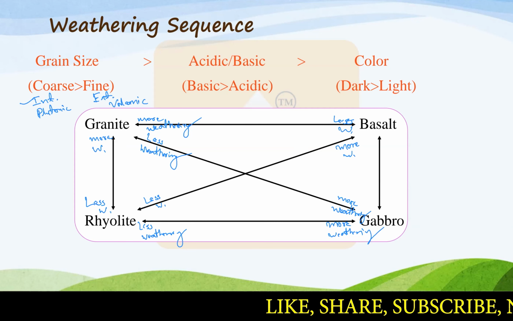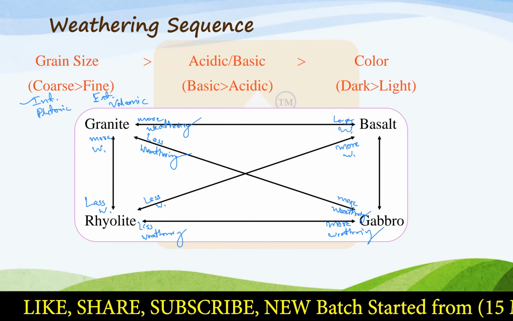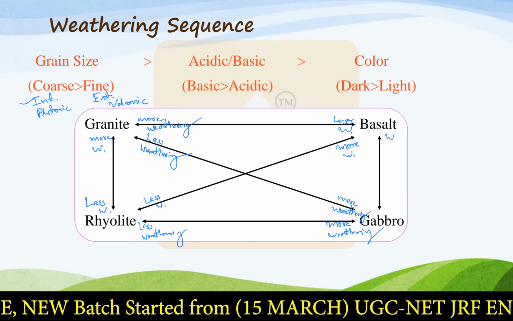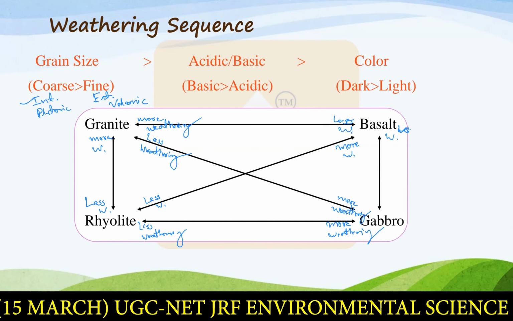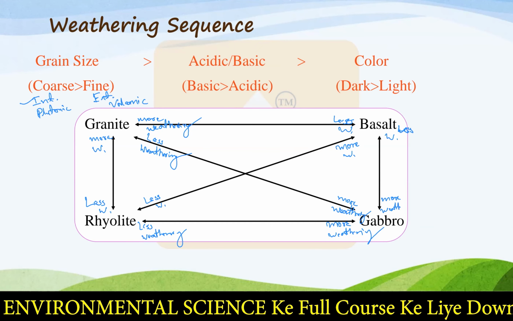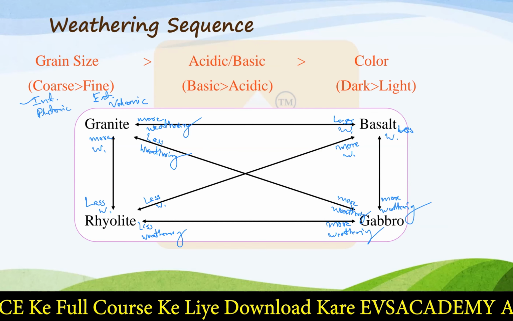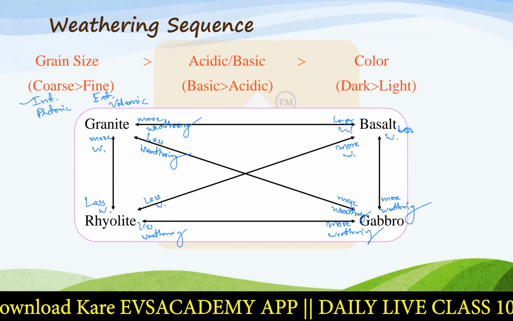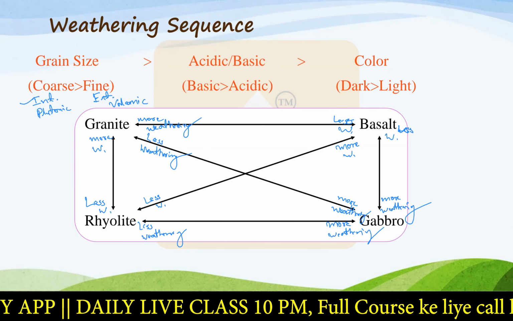Then what is left here? Only one is left here, that is the basalt and gabbro. So basalt is again extrusive type, so less weathering, and gabbro will have the more weathering. So that is how you can find out the relationship between the weathering sequence of all the different types of the rocks that you can see here. So this is the one method that you can follow.